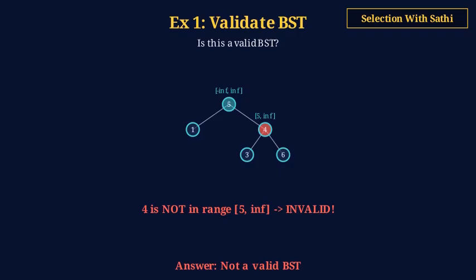Node 6, bounds are 3 to 5. But 6 is greater than 5. Fails. Tree B is not a valid BST. Notice, 6 is greater than its parent 3, so a simple parent check would miss this. The range method catches it.